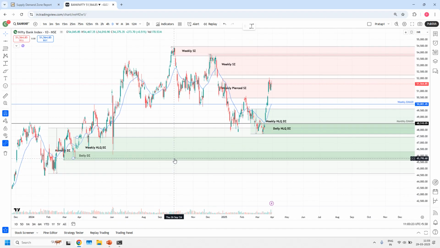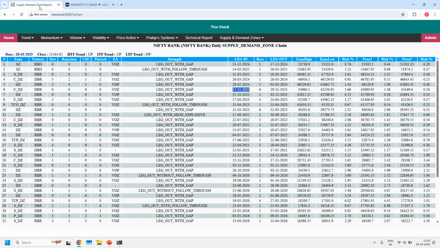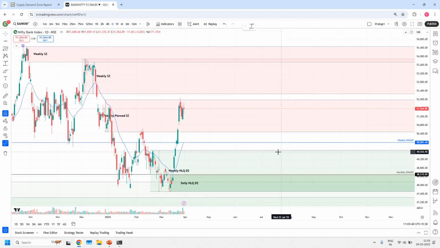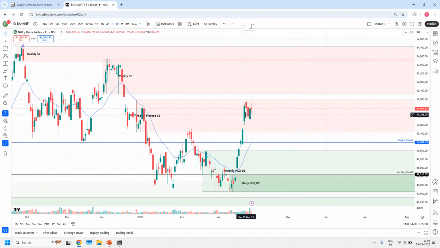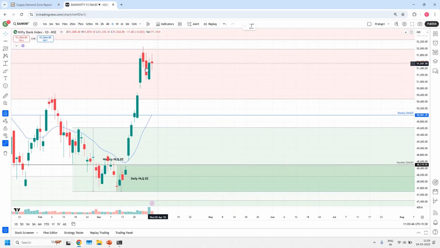Okay. And we have drawn, what about supply zones? We didn't draw supply zones, right? Let us draw the supply zones. We have 2 supply zones. When it was created on 24th March 2025, 1 base candle. This is the one. 24th March and leg out on 26th March.